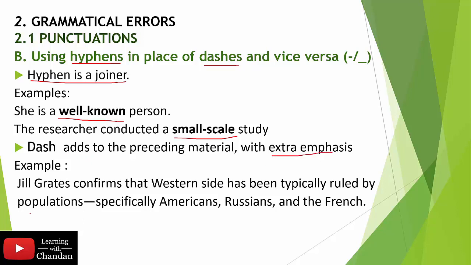For example, here the dash is used as a long pause for denoting the types of population, which are like American, Russian, and the French. So we should be careful while distinguishing whether we are using a hyphen or a dash.